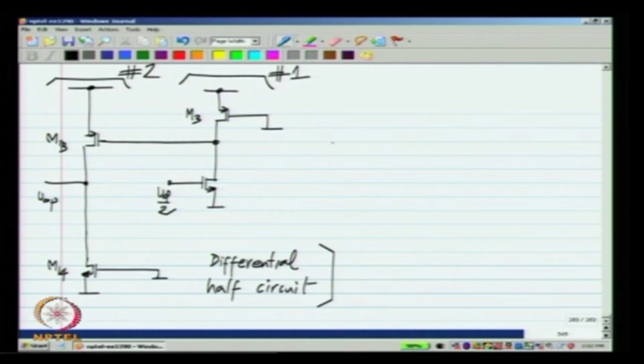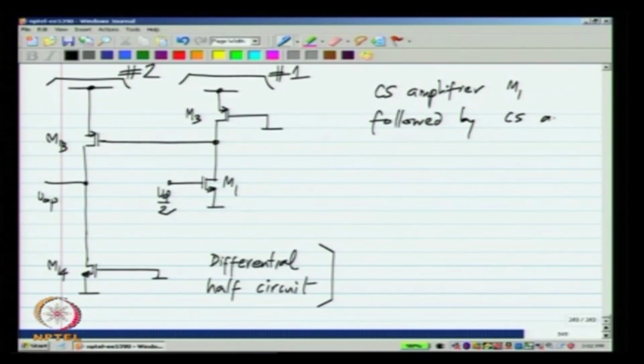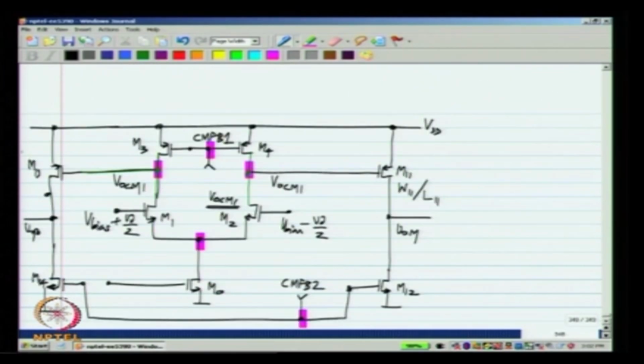As before, the differential half circuit is extremely simple. We have a common source amplifier M1 followed by common source amplifier M13. Okay. Now, to make a two stage op amp, we need to have the integrating capacitor here that I did not show earlier. So, that is there in the complete circuit, it will appear here and there.